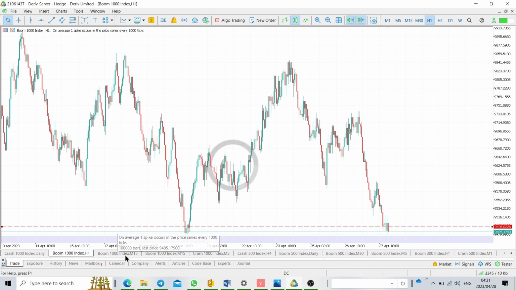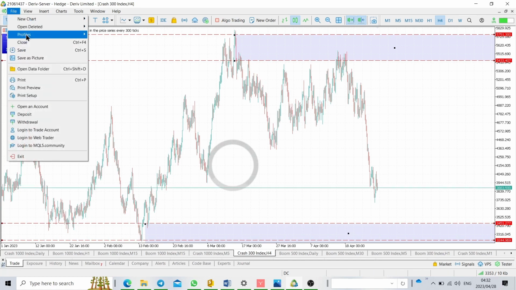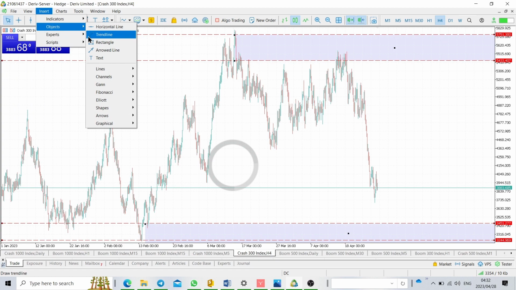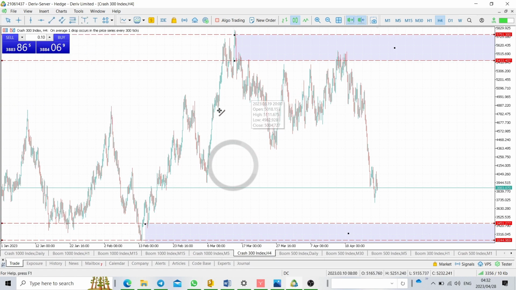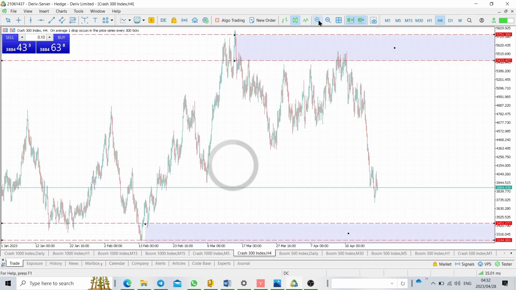Okay, let's go on Crash 1000. Let's look at Crash 300. With Crash 300, we have the same thing here. Price was moving down, got to this point, went up, came down, went up to test this resistance, it's about to go down. It has been moving down for a very long time. So we are anticipating that price is likely going to reach this zone.